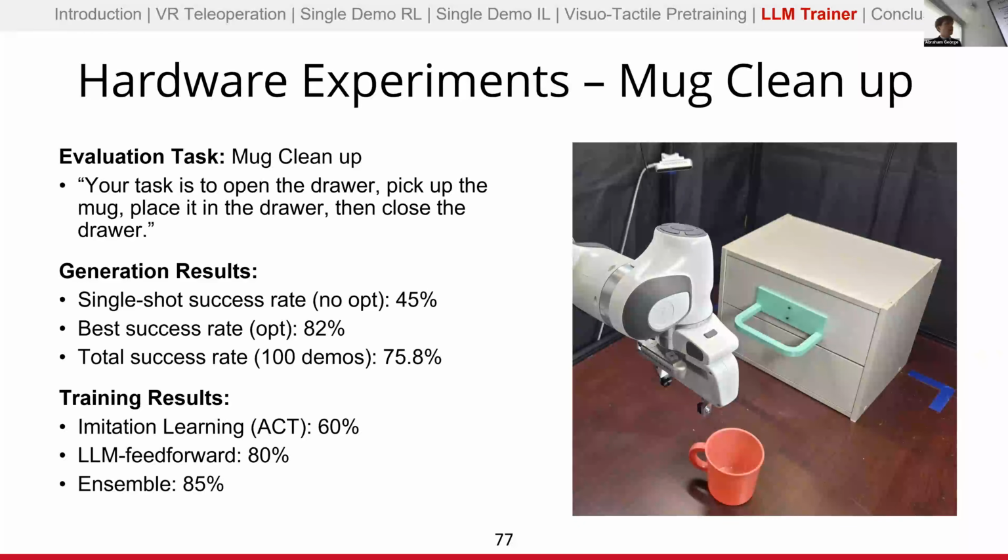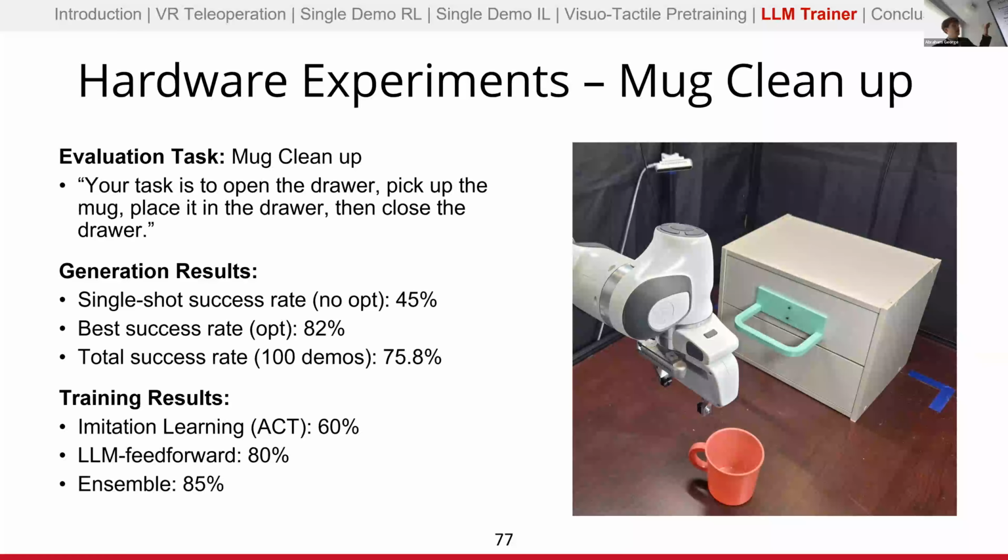So our hardware experiment here was for the task of mug cleanup. We asked the agent to open the drawer, pick up the mug and place it in the drawer, then close the drawer. Our generation results are for the single shot success rate without any optimization. So this is not optimizing our annotation. We get a 45% success rate.